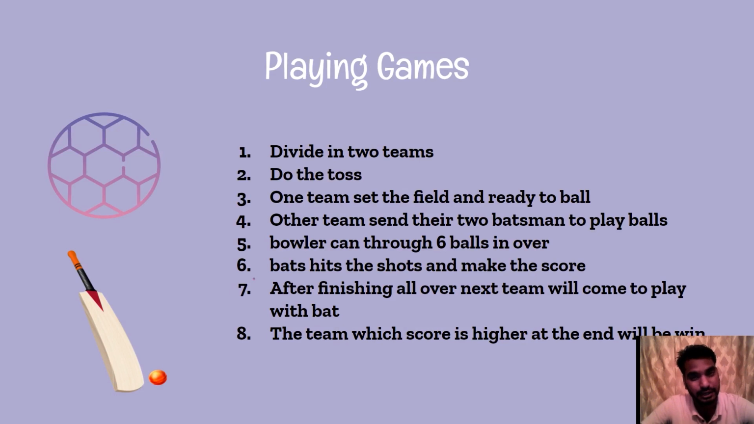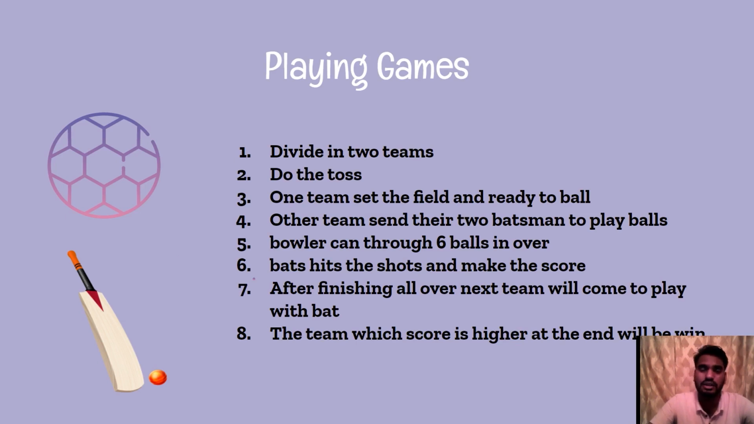For example, if you play cricket, then you know the instructions very well. First of all, you have to divide into two teams so that both teams can compete, and after that you have to do the toss, to decide which team will play first, for the bat. Then you have to set the field and get ready to bowl, and after that the batsman will play the game and make runs, and at the end the team that makes the most runs or the highest score will win. So each and every instruction you follow, and then you are able to play the game, right?